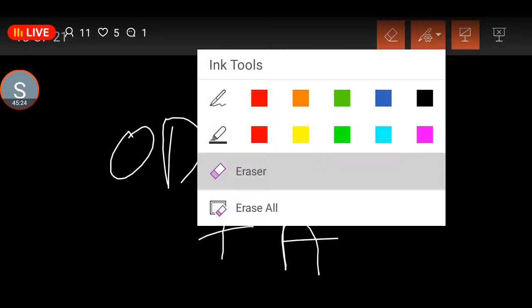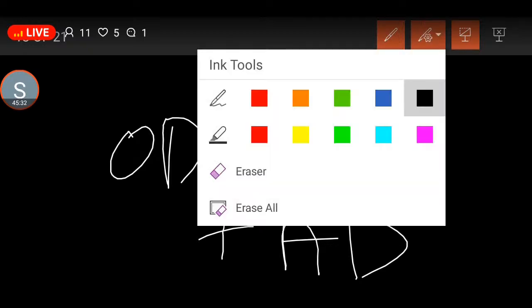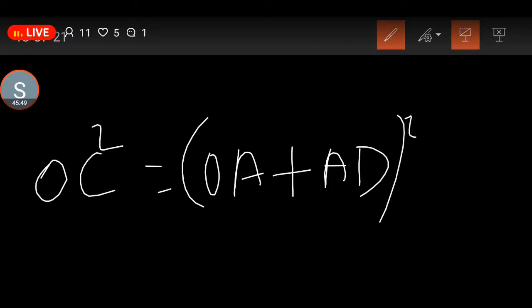This is AD, right? This was the thing I wanted to know, that I wanted to say to you. Then OD is such that if I write OC square in terms of that, it is (OA plus AD) square plus CD square.